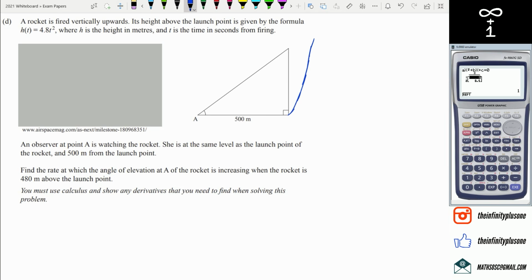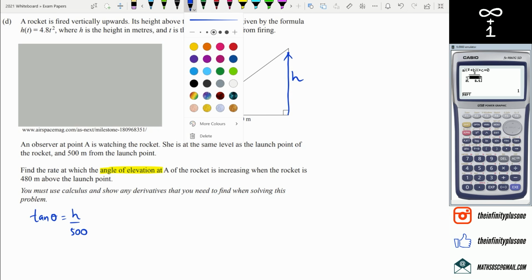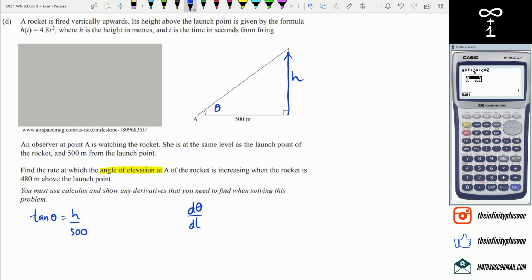Anyway, what we're looking at is that it's fired vertically upwards, right? So it's going that way, and that's going to be the height of the rocket. We don't know what the angle is, so we're just going to put that as theta for now. So straight away you can see we've got a nice little equation set up there, because we have tan theta equal to opposite, which is height, divided by adjacent, which is equal to 500. Now, the question is asking, find the rate at which the angle of elevation of the rocket is increasing. So you're asked to figure out what is d theta dt.